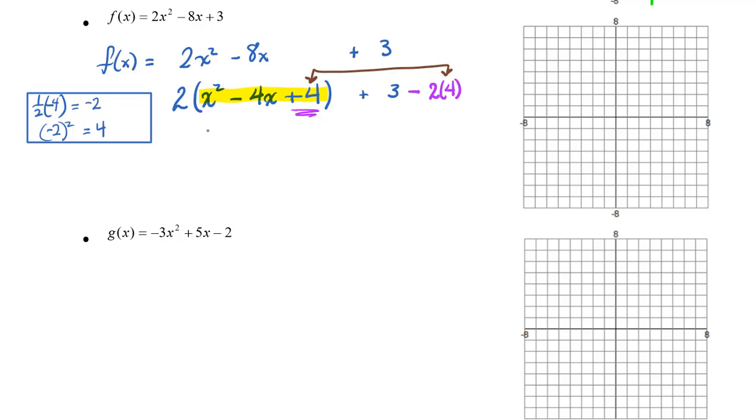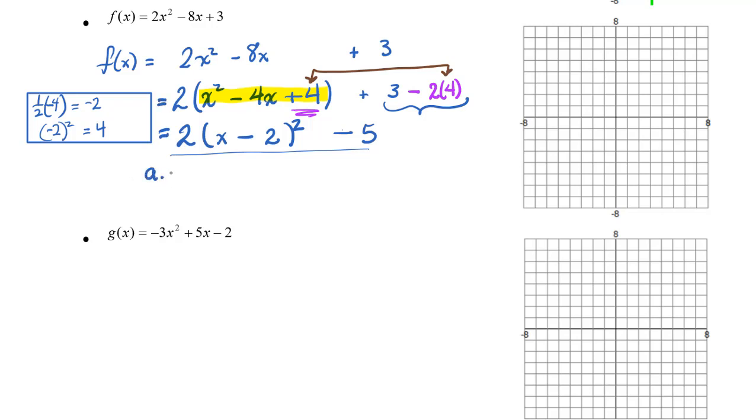Now let's go back and rewrite this as 2 times x minus 2, because the 2 squared will give you the 4, and we don't forget the square on the outside, and then we need to combine 3 minus 8, which is simply -5. This is the form of the standard parabola or quadratic, and now we can easily graph it.